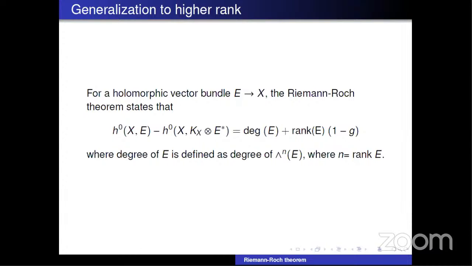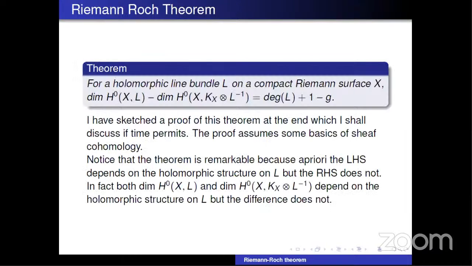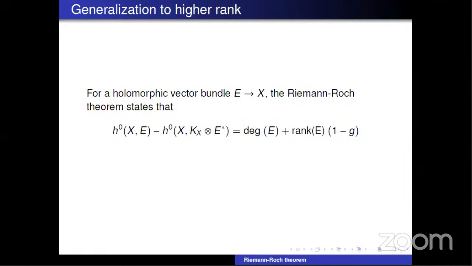Little h^0(X, E) minus little h^0(X, K_X tensor E dual) is equal to the degree of E plus rank times 1 minus genus, where the degree of E is defined as the degree of the top exterior power of E. If E has rank n, take the nth exterior power of E. That defines a holomorphic line bundle, and the degree of that is the degree of E. So the theorem is like the previous one, but the 1 minus g is replaced by rank of E times 1 minus g. And this little h^0 is just the dimension of capital H^0, the standard notation. So earlier we had dimension h^0 minus dimension h^0 is degree plus 1 minus genus. Now it's degree plus rank times 1 minus genus.